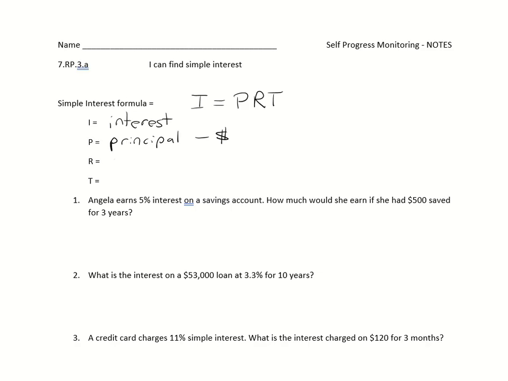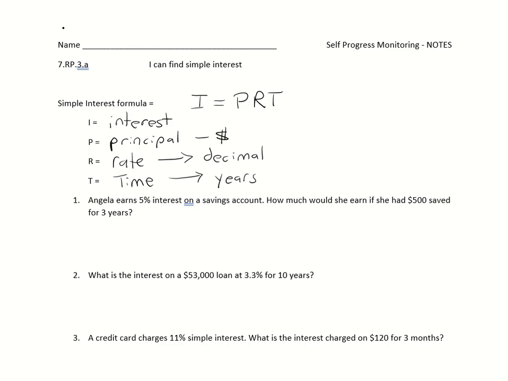R is our rate. Our percentage rate, like maybe 8%, 11%. The important thing, though, is please change that into a decimal. And then T is going to be our time, and that is going to be in years. So if something is 6 months, then we're not going to use the number 6. We're going to use half, because that's half of a year. But if it says 6 years, then we would use 6.